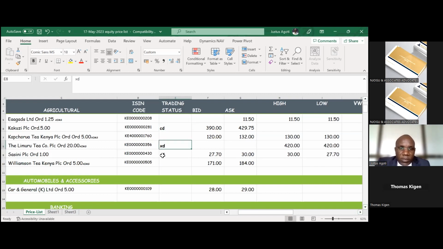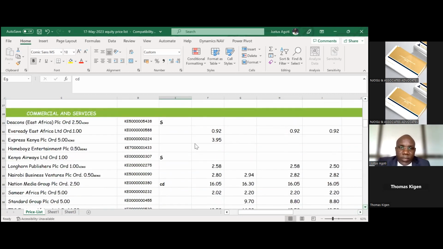This is trading without dividend. This is trading with dividend. Things like that. S means suspended, okay?